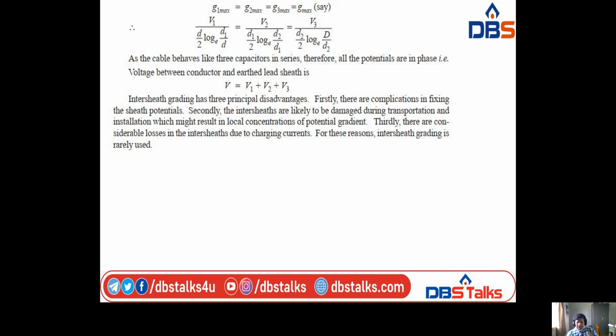Even though it is important because of the homogeneous dielectric, it has three disadvantages. First, mixing of sheath potentials, that is the basic disadvantage. Secondly, inter-sheaths are likely to be damaged during transportation. Thirdly, there are considerable losses in the inter-sheath due to charging currents. For these three reasons, inter-sheath grading is rarely used.